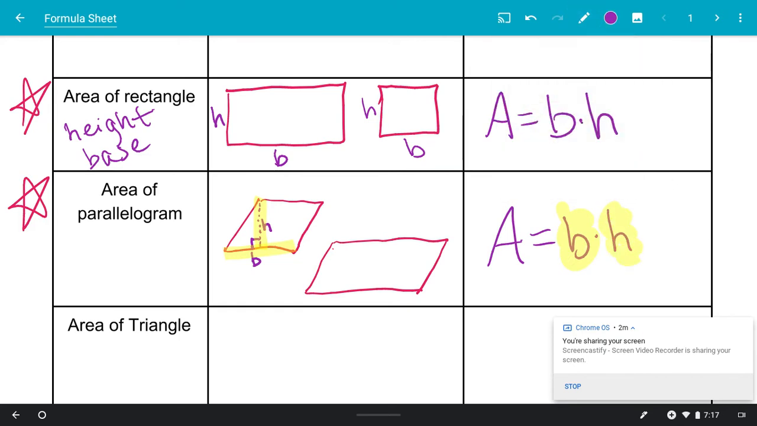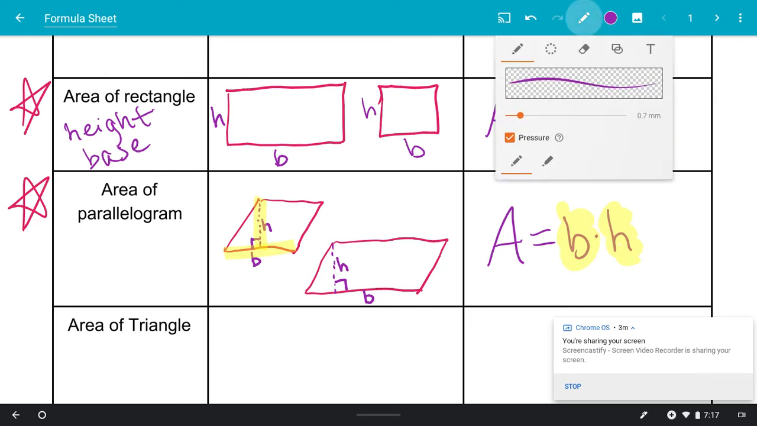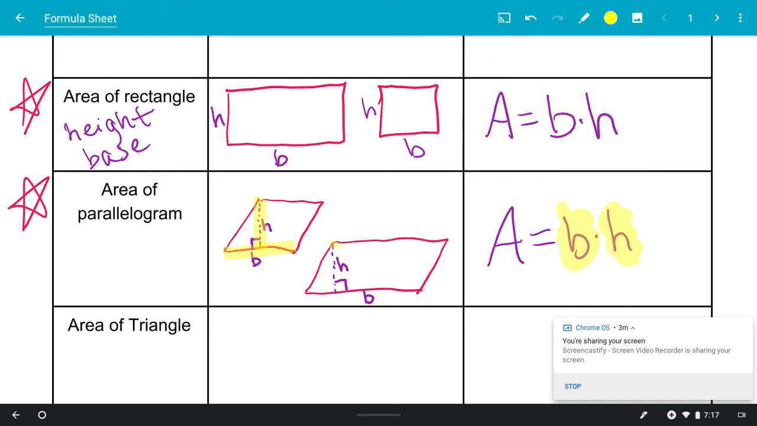So in this figure, same thing. That's your height. This is your base. Those two lines make a T. So that is what you multiply.